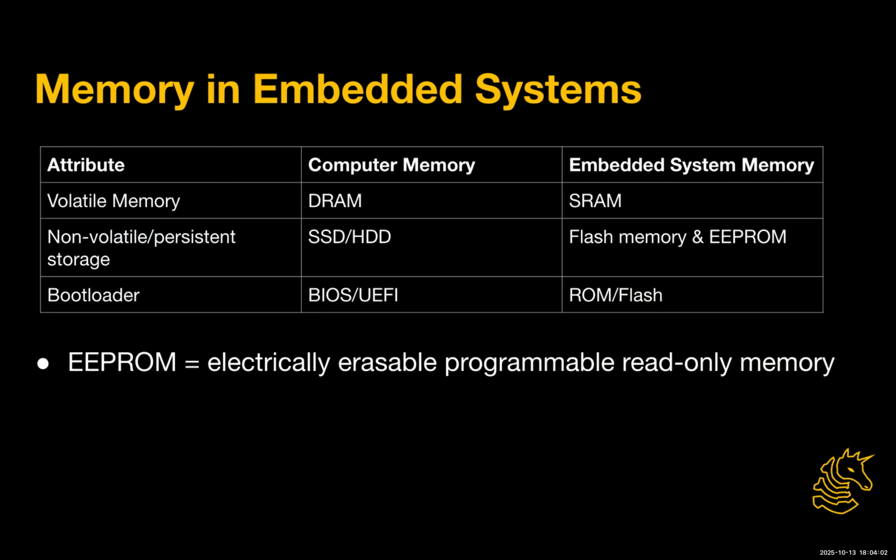In general, we have a chart here to show you the analogs between computer memory and embedded system memory. For volatile memory, computers generally use DRAM, but our embedded systems are going to use SRAM. For non-volatile and persistent storage, computers tend to use a separate hard disk drive or SSD, but our embedded systems are going to use flash memory and EEPROM. And EEPROM, for those of you who don't know, is electrically erasable programmable read-only memory. Bootloaders for computers are going to be BIOS or UEFI, but for our embedded systems, we're going to use ROM or flash directly.